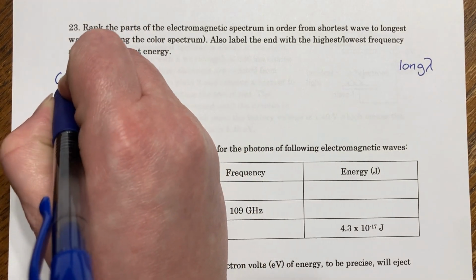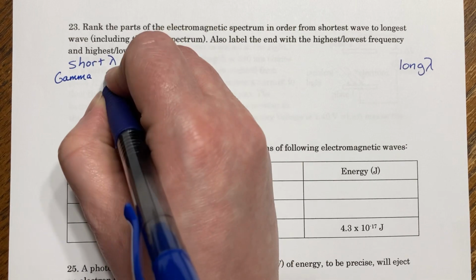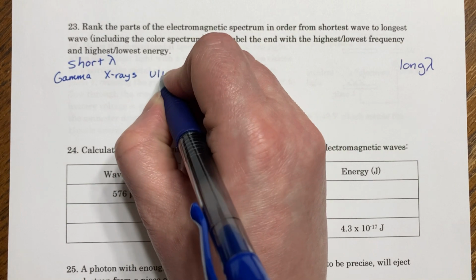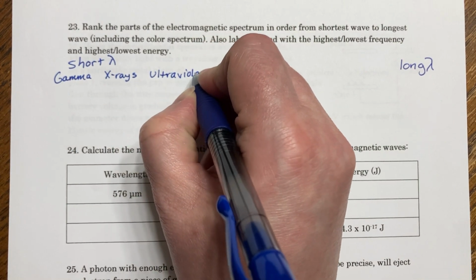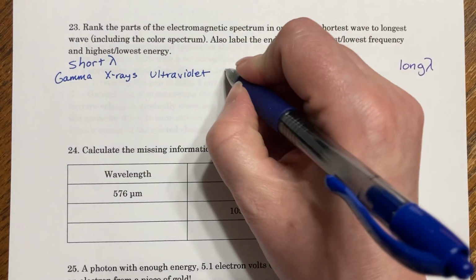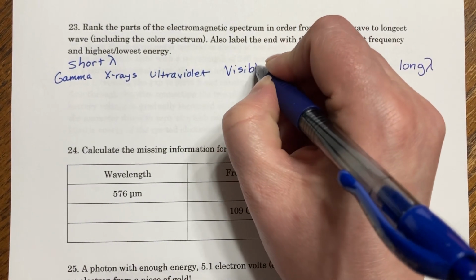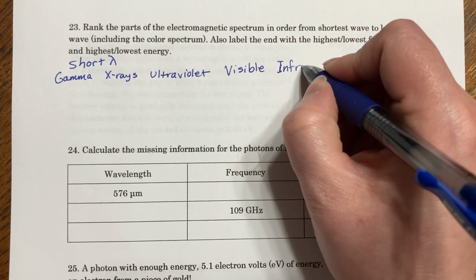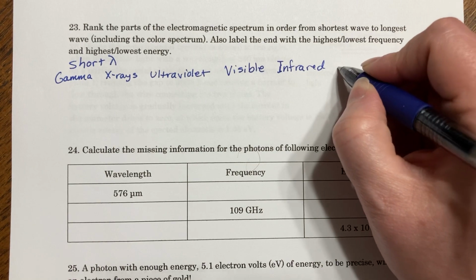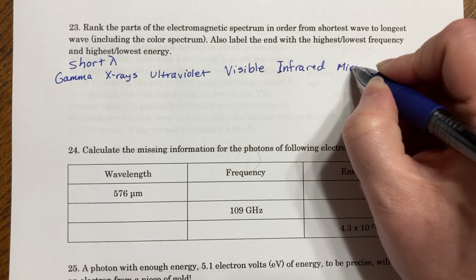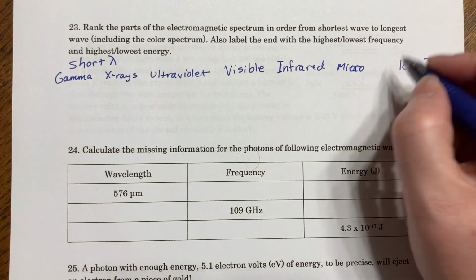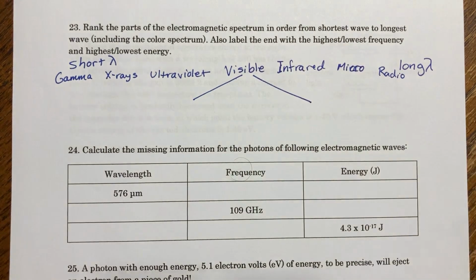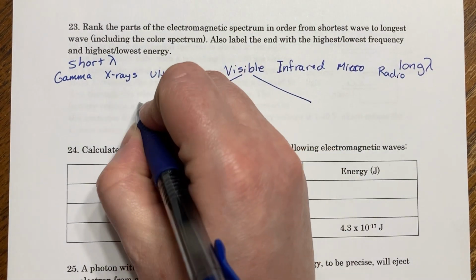But our shortest ones are gamma rays, and then X-rays, and then ultraviolet, and then visible, and then infrared, and then microwave, and then radio. And then within visible light, the shortest wave for visible light is indigo.